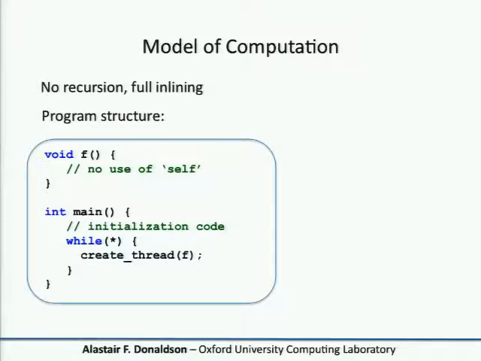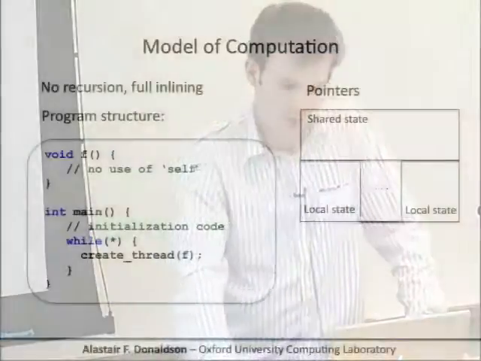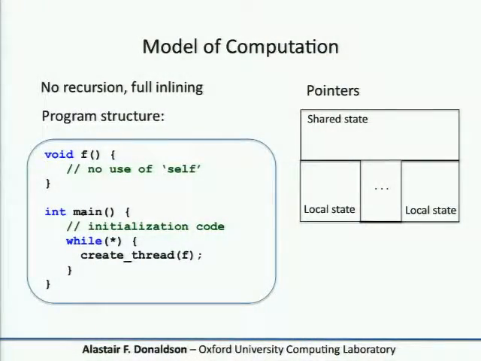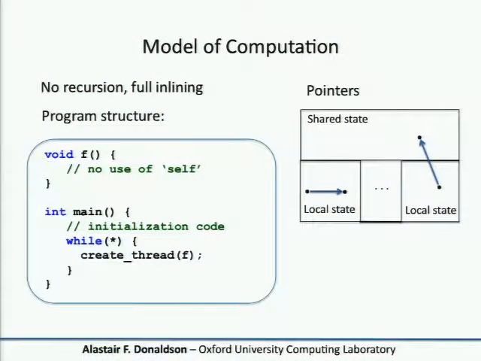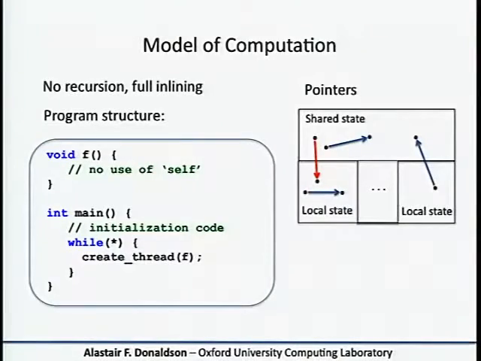We inline all procedures, and then we have some restrictions on pointers. So we allow pointers within a thread, we allow pointers between variables of the thread. We allow pointers from a thread's local variables into the shared state, and we allow pointers between the shared state. But in this work, we don't allow pointers from the shared state into a thread's local state. The reason being that this would break our asynchronous model of computation where threads proceed by modifying their own local state in the shared state.